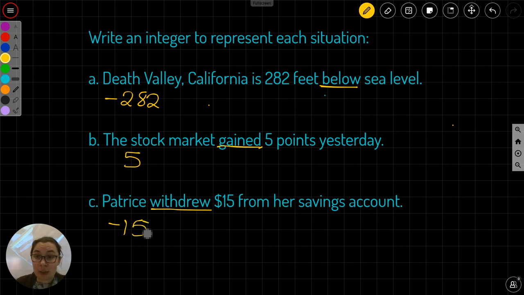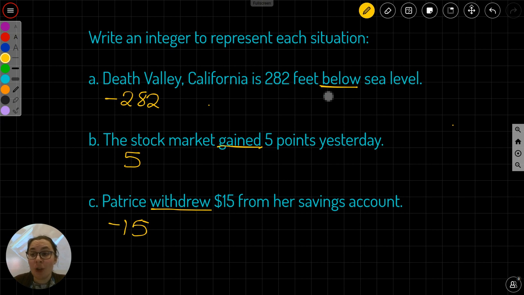Don't overcomplicate this. Look at the word, the adjective or the verb here. Patrice withdrew, removing, getting less. Gained, increasing, getting more. Below, underneath, less than 0. If it's a less than 0 word, if it's a low word, if it's a getting less word, it's negative. And if it's not, then it's positive.